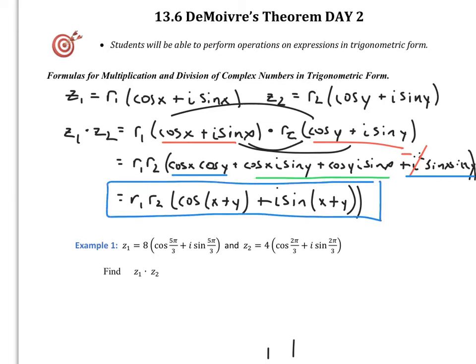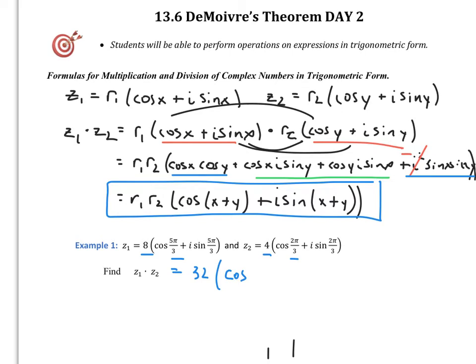You basically just have to multiply the two numbers in front, add the angles together, and then from there it's using the unit circle, okay? So as an example, okay? R1 is 8, R2 is 4, 8 times 4 is 32. That's going to multiply by the cosine of the sum of 5 pi over 3 and 2 pi over 3.